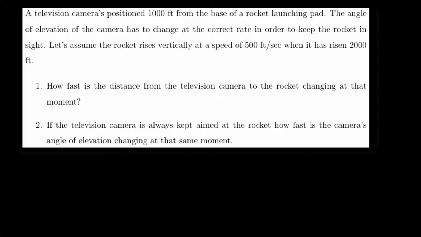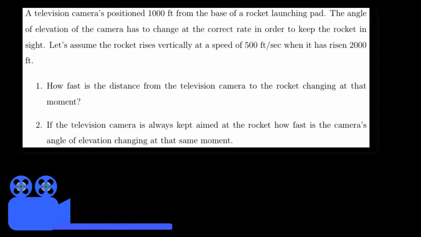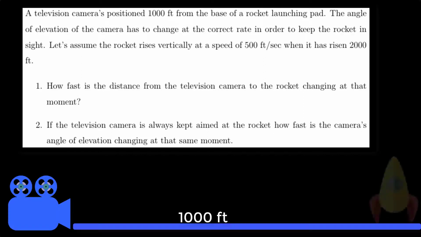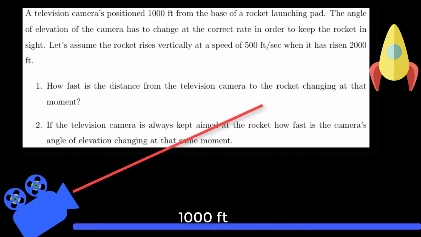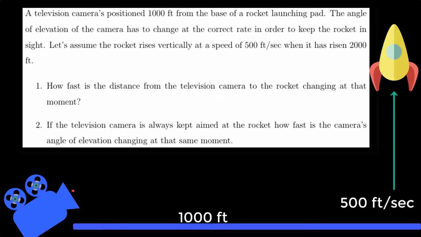A television camera is positioned 1,000 feet away from the base of a rocket launching pad. The angle of elevation of the camera has to change at the correct rate in order to keep the rocket in sight. Let's assume the rocket rises vertically at a speed of 500 feet per second when it has risen 2,000 feet in the air. So this question will have two parts.